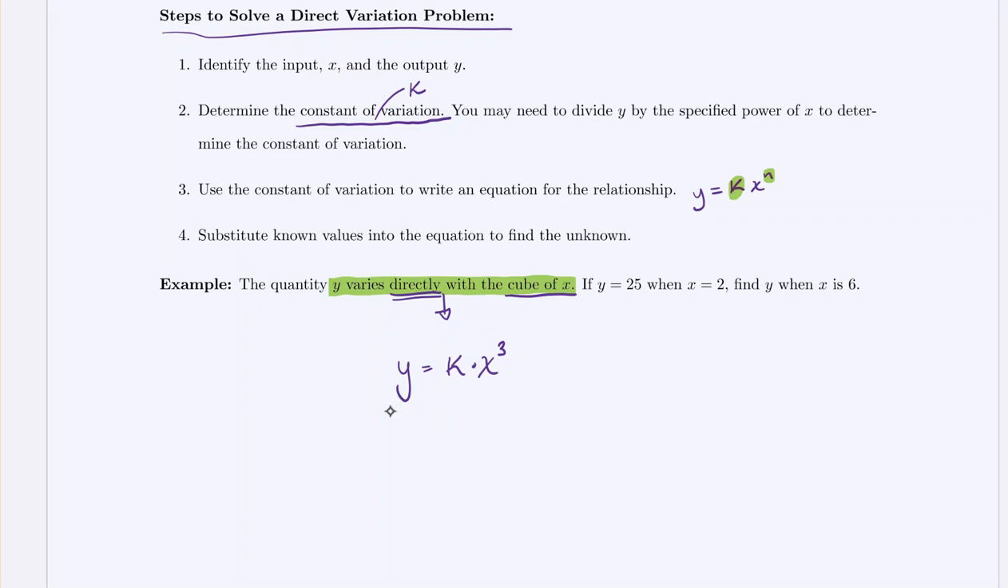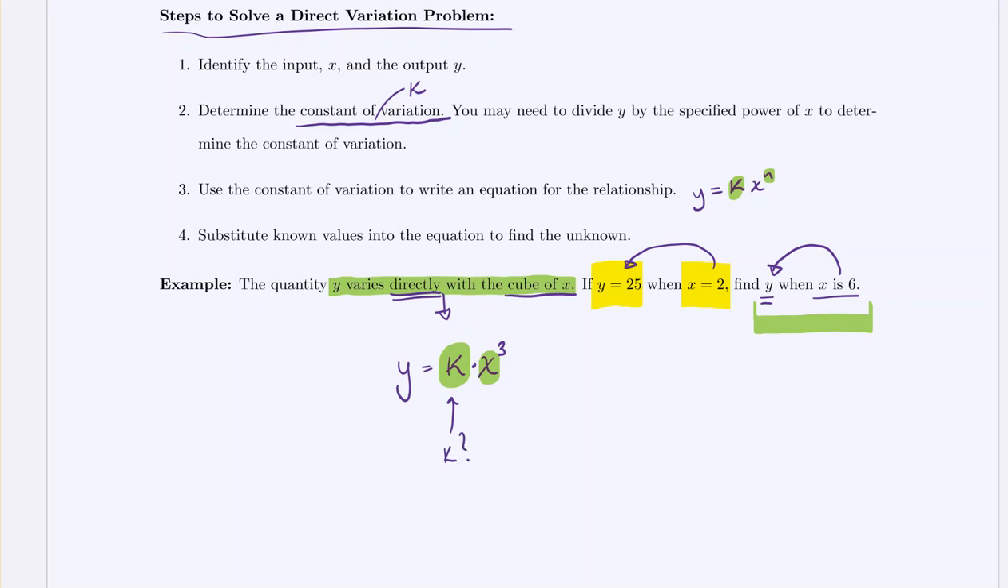Now more information is given. They give us an xy pair: when x is 2, y is 25. Remember, you're given an input and you find the corresponding output. Then they ask us to find y when x is 6. But the only way this function relationship works, where if you give an x value you get a y value, is if you also know the k value to multiply by. So notice we can't find the second part yet because we're missing the k value.